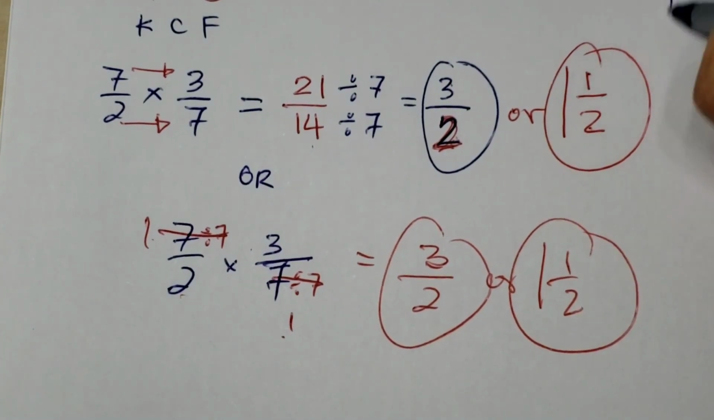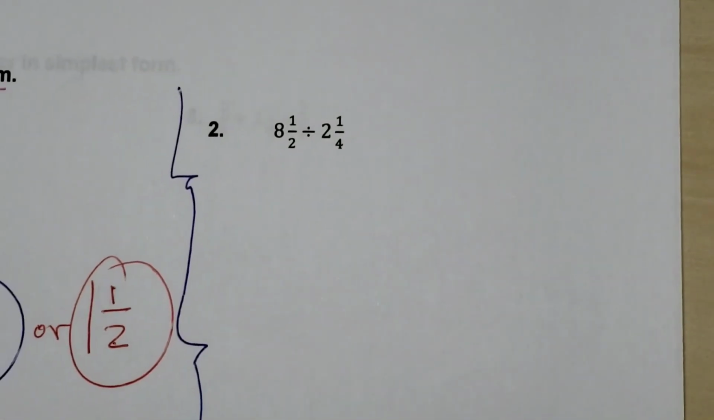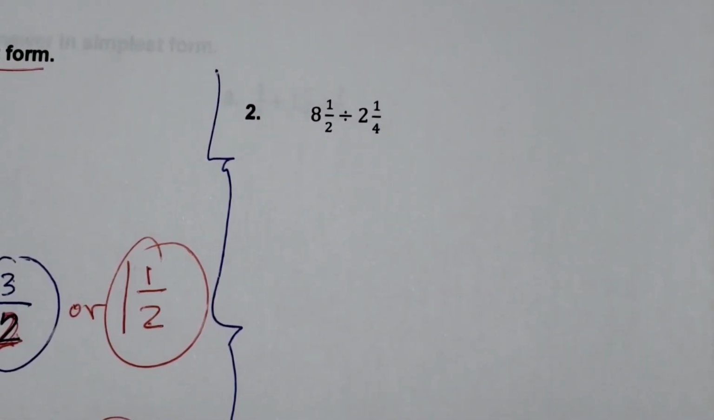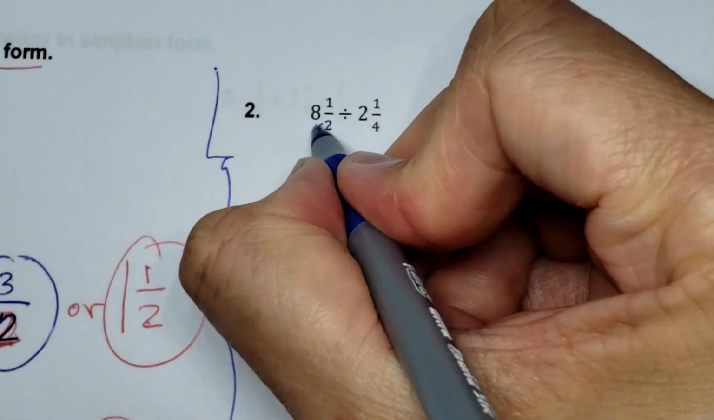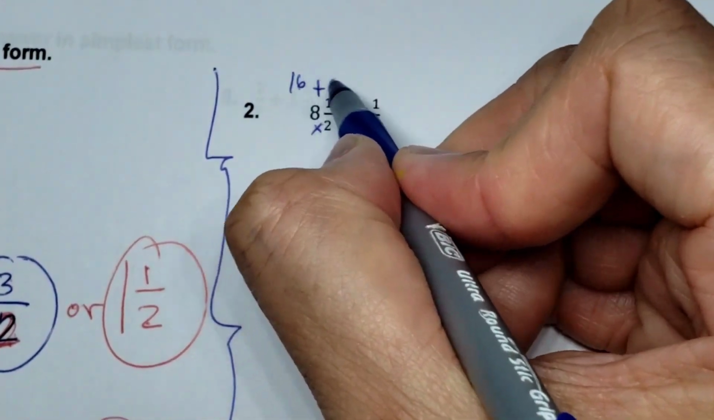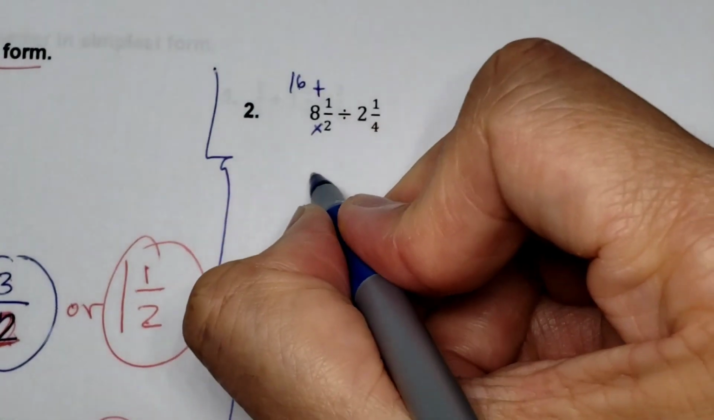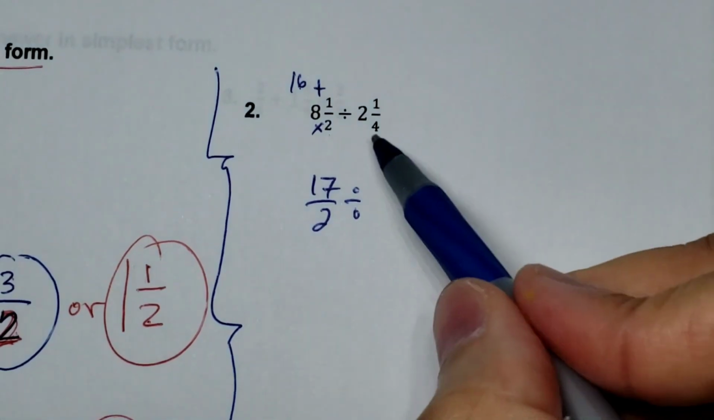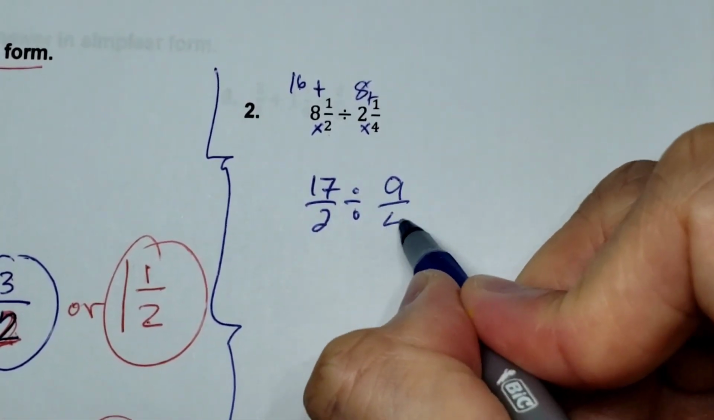Now let's do number 2. We've got 8 and 1/2 divided by 2 and 1/4. Again, change the mixed numbers to improper fractions. We multiply, then we add. 2 times 8 is 16. 16 plus 1 should give you 17 over 2, divided by 2 times 4 is 8 plus 1, 9 over 4.